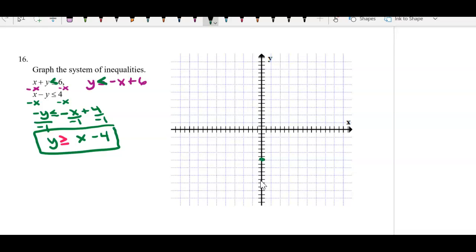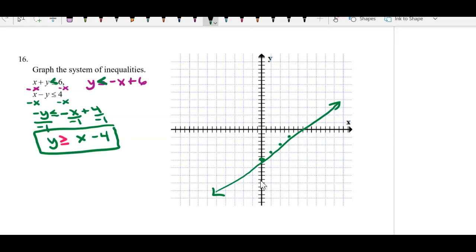And then where from there? You go up 1, right 1. Yep. Up 1, right 1, up 1, right 1. All right. Okay. So we'll just try and draw that out. That's not a very straight line, but use your imagination.